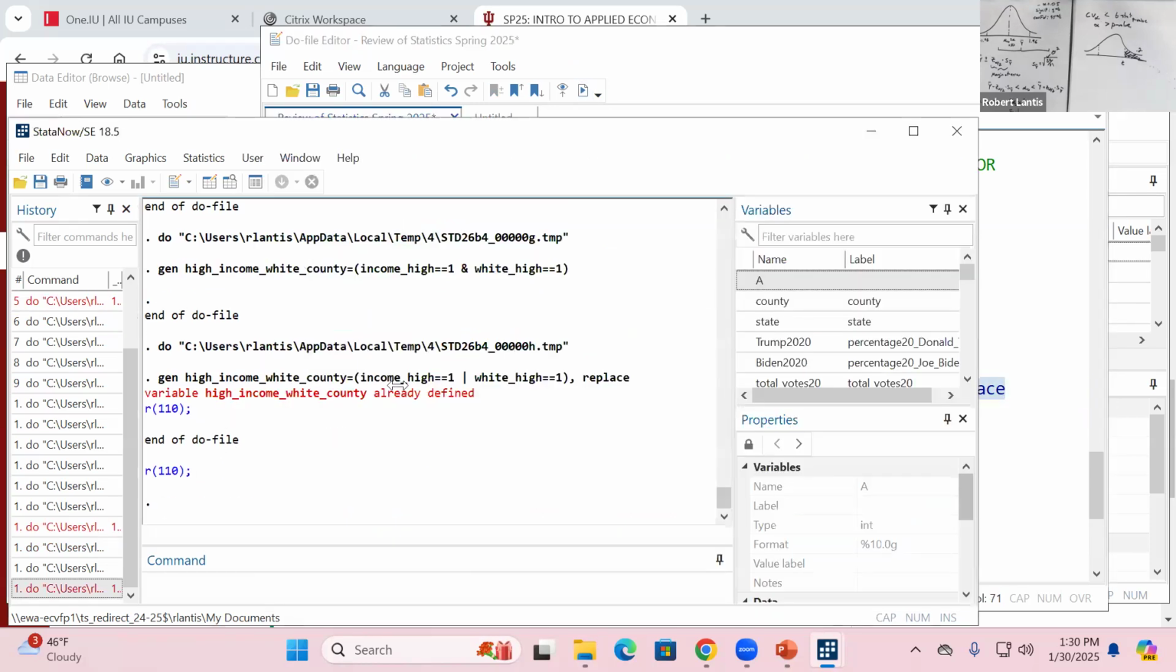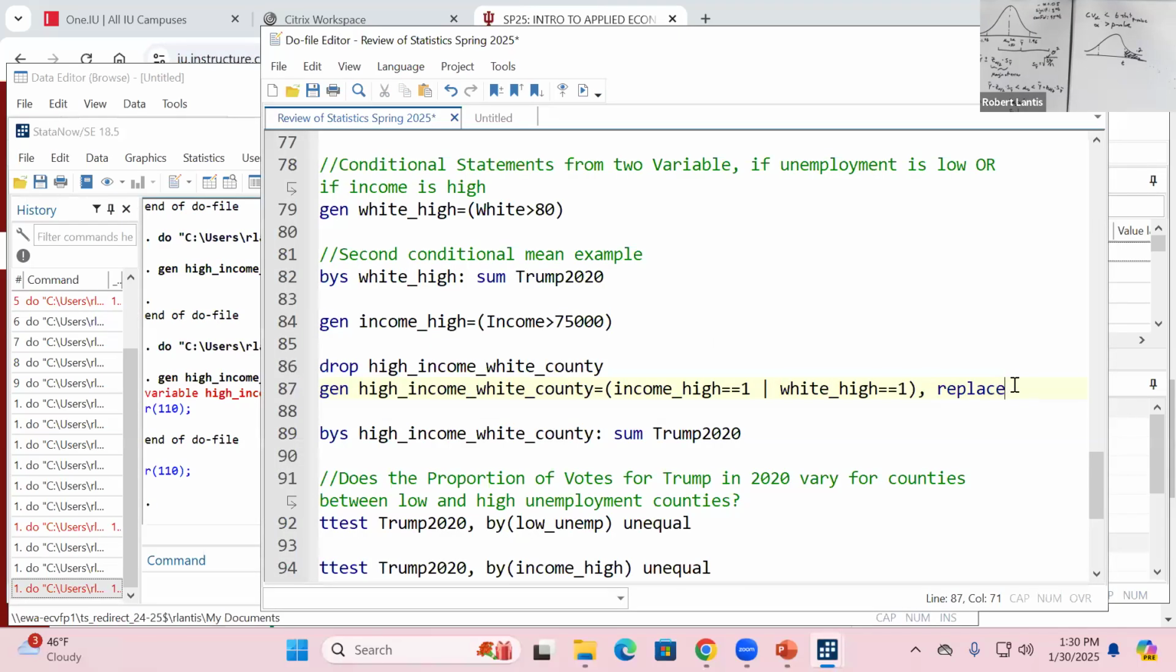Well, let me see. What did I not do here? I should replace that. Why is it not? Oh, never mind.